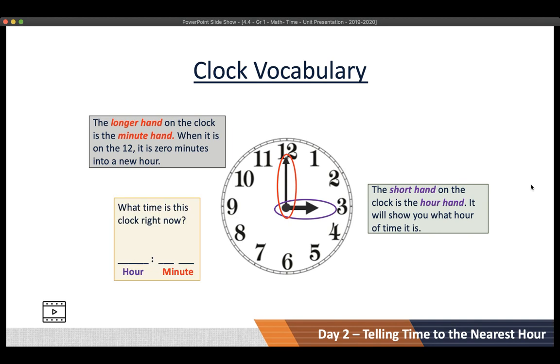What time is this clock right now? Take a moment and guess. So if you are looking at the hour hand, the short one circled in purple, you see that it's on the 3. So you should have a 3 written down in the hour section. Then when you look at the minute hand circled in red, you see that it's on the 12. When it's on the 12, it's 0 minutes into the new hour. So on the minute side with the 2 spaces, you should have a 0 and a 0. So it is 3 o'clock.